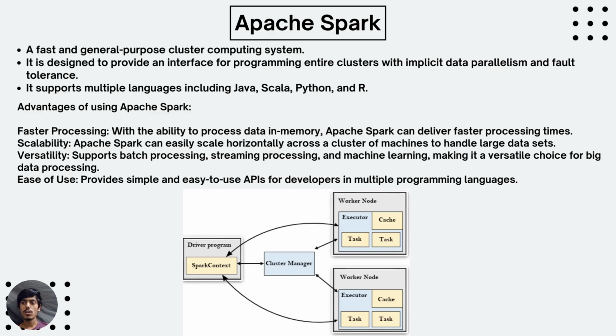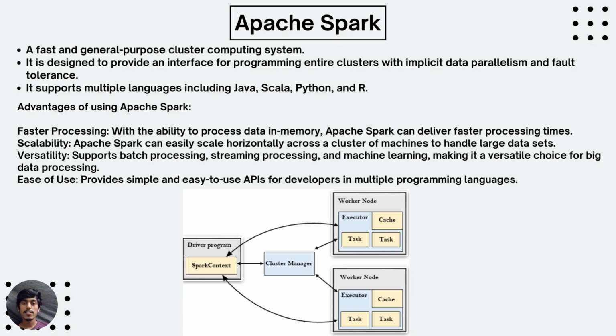So what are the advantages of using Apache Spark? Speed: Spark's in-memory processing capability significantly improves the speed of data processing compared to traditional disk-based systems like MapReduce. Ease of use: Spark offers high-level APIs in multiple programming languages like Scala, Java, Python, and R for developers to write complex data processing tasks with simplicity. Also scalability: Spark can scale horizontally across a cluster of machines, allowing it to process large data sets efficiently.